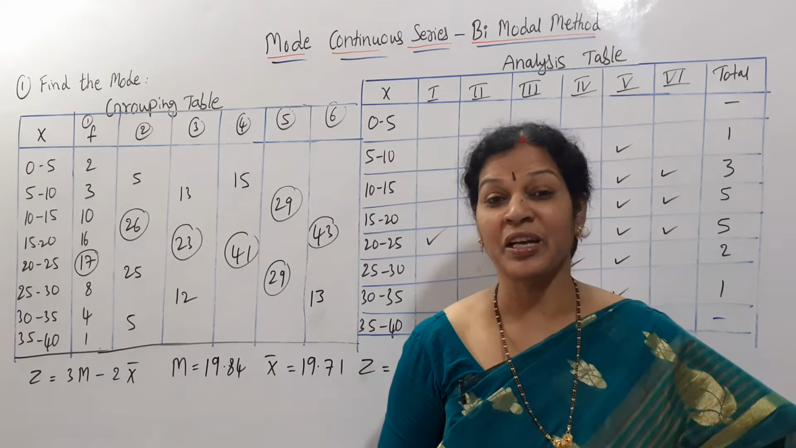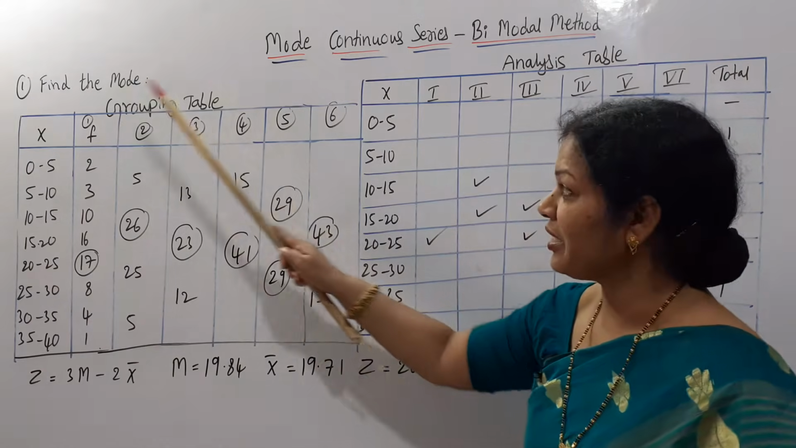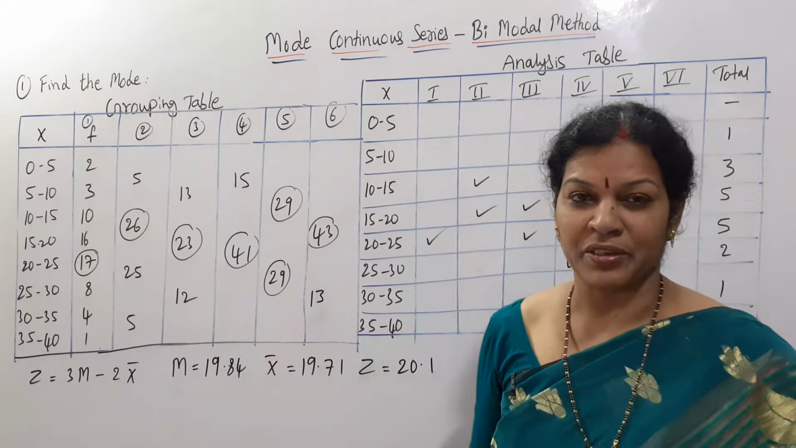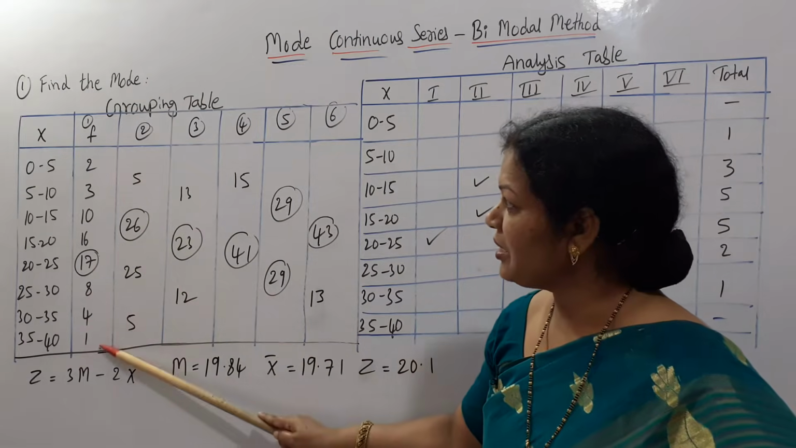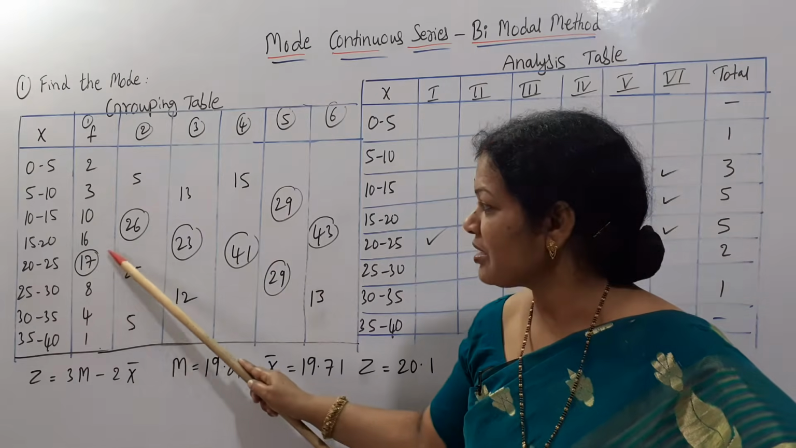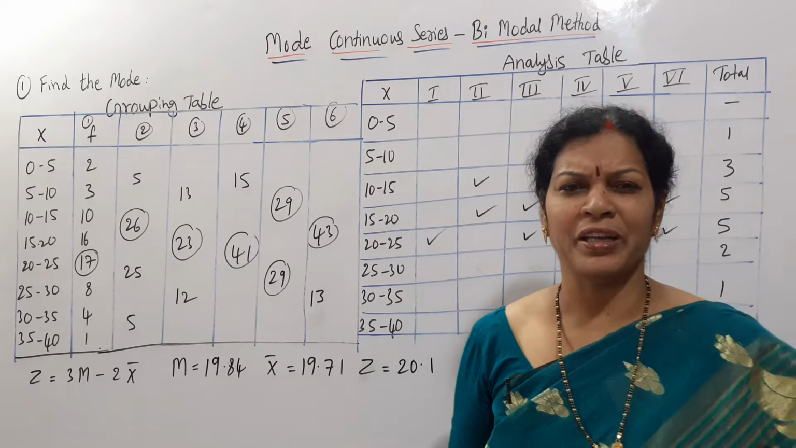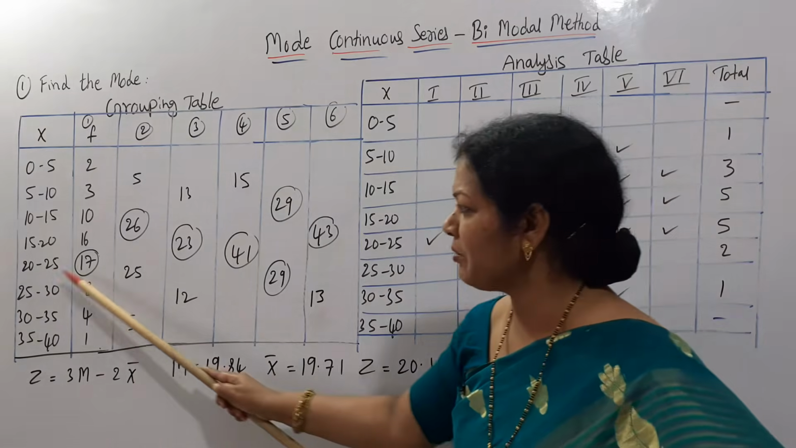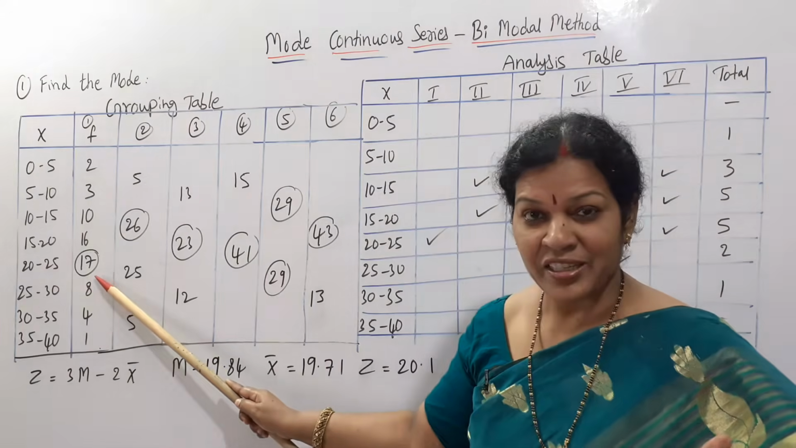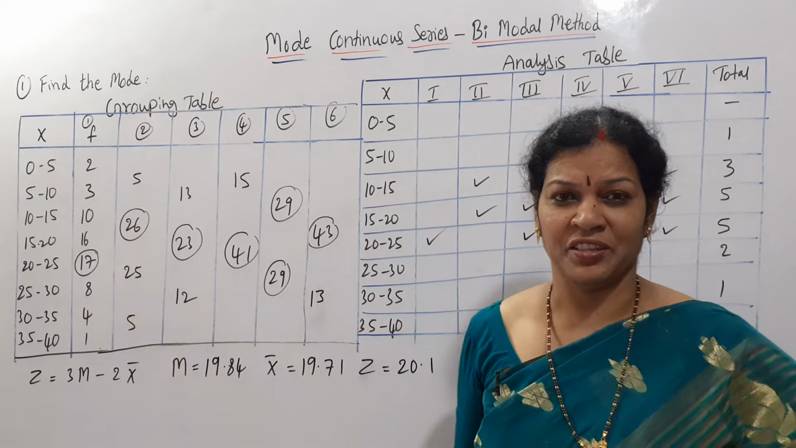Now, let's enter into the bimodal method in continuous series. The problem is given here like this: find the mode. So, x and frequency both are given. If you see the frequency, generally the highest number is 17, right? So generally we can go by inspection, mode lies between 20 to 25, but the next highest number is 16, very near to 17.